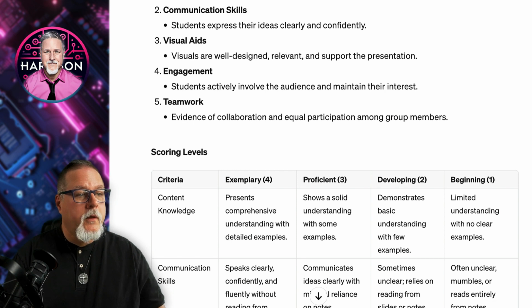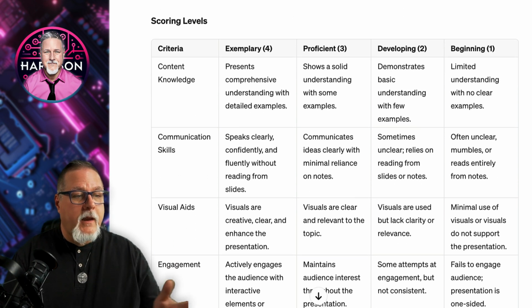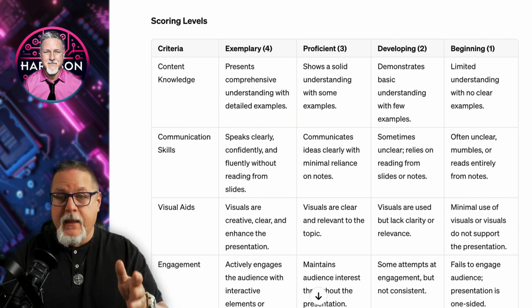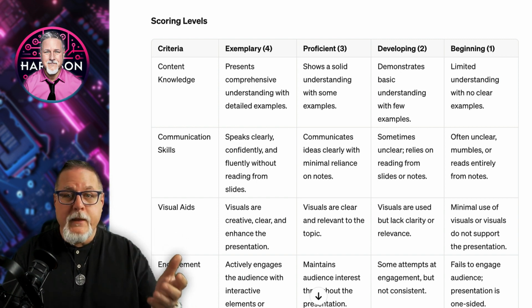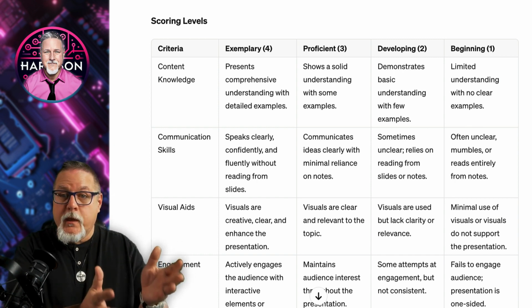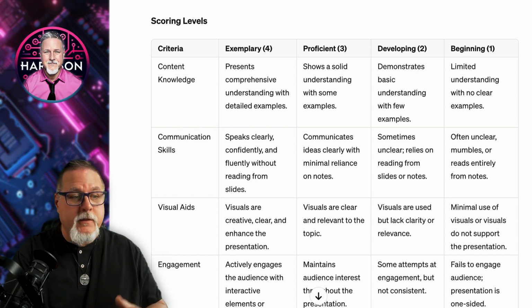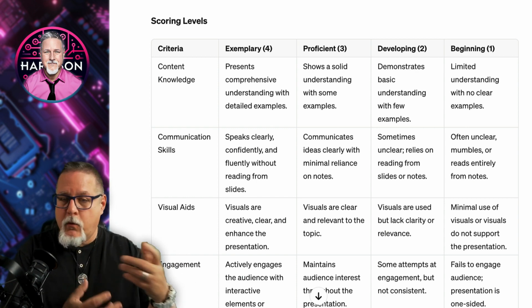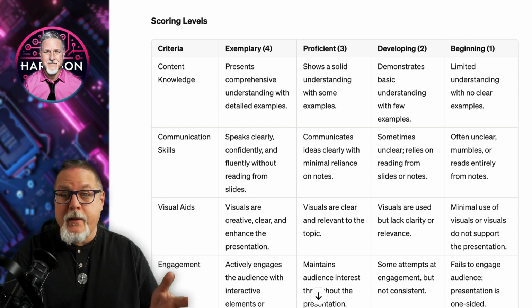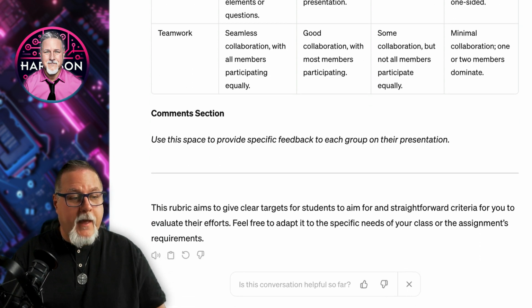It gives you the entire rubric here: scoring levels, content knowledge, communication skills, visual aids, engagement, teamwork. It gives you exemplary, proficient, developing, beginning. So you've got this really good tool that literally took a minute or two to create. And now you can go in and make those custom tweaks if there's something that you don't like or you don't quite agree with or you want to improve on. Again, this saved you quite a bit of time in putting this together. And now you have this very valuable rubric to help you.